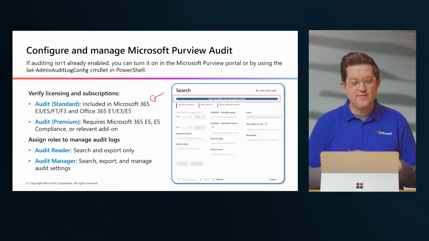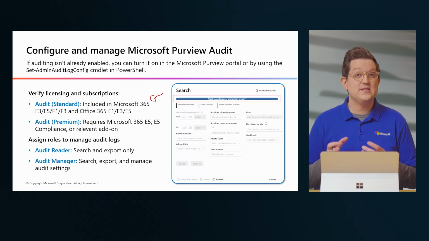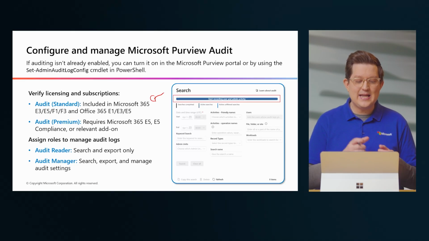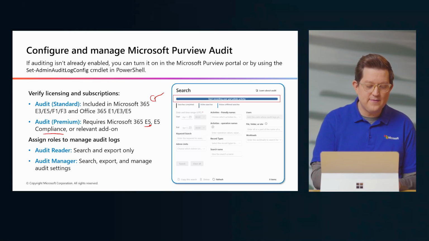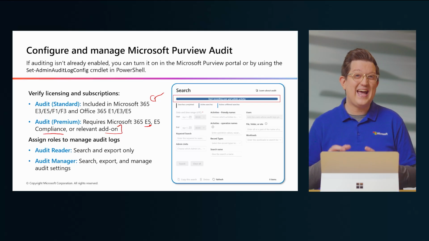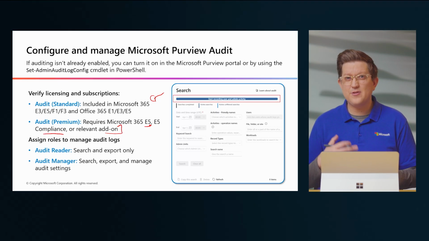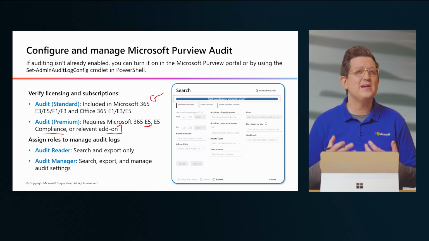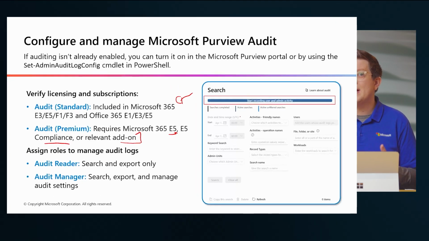M365 E3, E5, F1, F3, and many of the different Office 365 licensing suites all include the audit standard capability. But if you need the premium components, that is where you need either E5, E5 compliance, or a relevant add-on to get you those components in it. Basically, if you have an older environment or something that was very customized in the early days of Microsoft 365, you may need to confirm that you've got all of the right things set up.